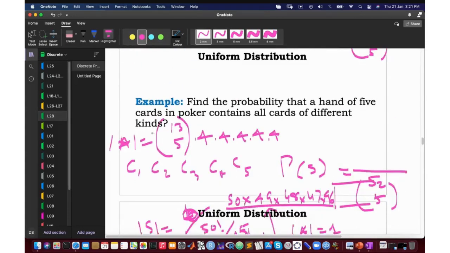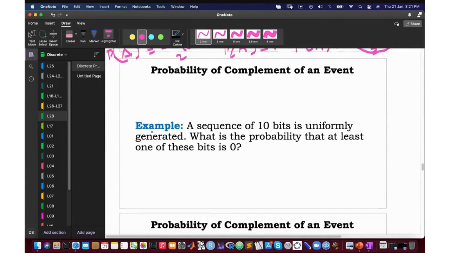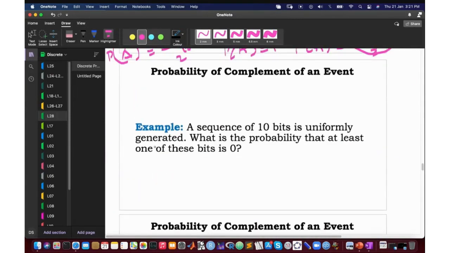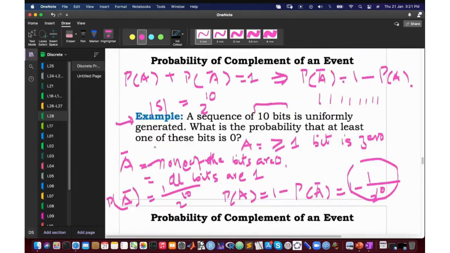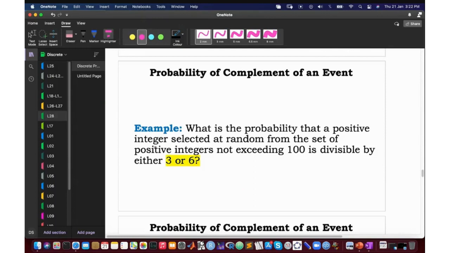So where were we? We were doing the complements. We already did this problem. Let's try this one: a sequence of 10 bits, uniformly random. What's the probability that at least one of these bits is 0? We did it, right? The same slide.